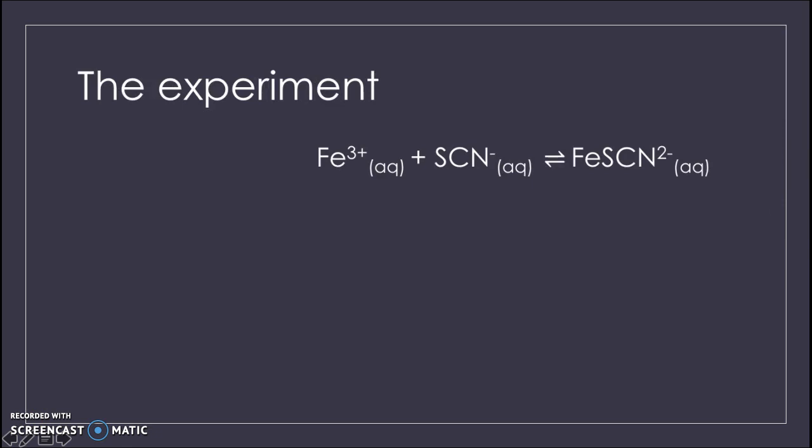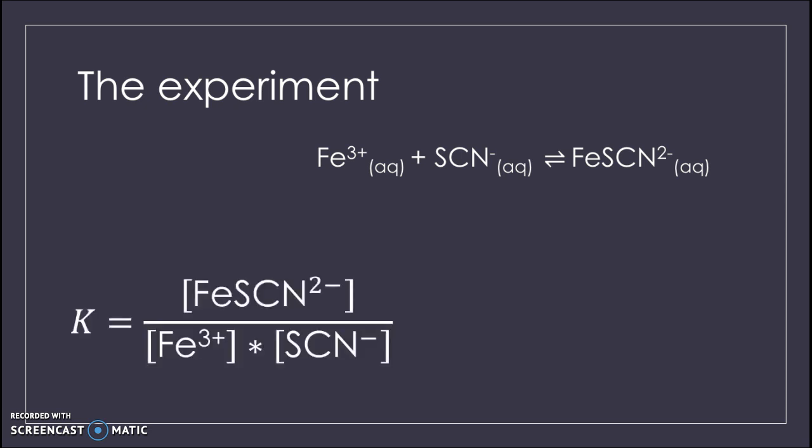Now the experiment that we did was iron 3 ions and thiocyanate, which would produce iron 3 thiocyanate. The equilibrium expression for the experiment would look like this. K is equal to the concentration of iron 3 thiocyanate divided by the concentration of iron 3 ions times the concentration of thiocyanate.